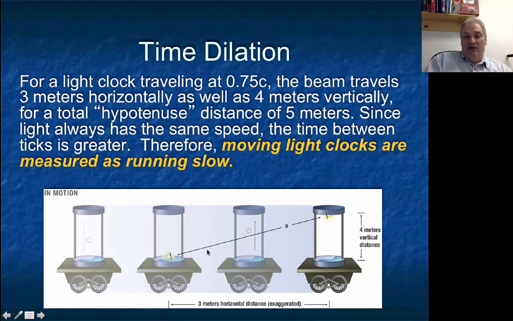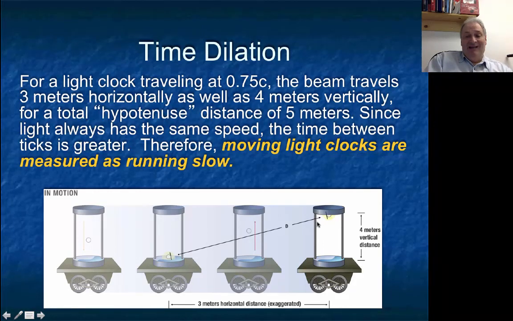And you can solve the distance that the pulse of light has to actually travel along that diagonal using the Pythagorean theorem. This is the hypotenuse, so the square of the hypotenuse is equal to the sum of the squares of the sides. So let's see, that would be 4 squared is 16, and 3 squared is 9. 9 plus 16 is 25. The square root of 25 is 5. So the light has to go 5 meters.